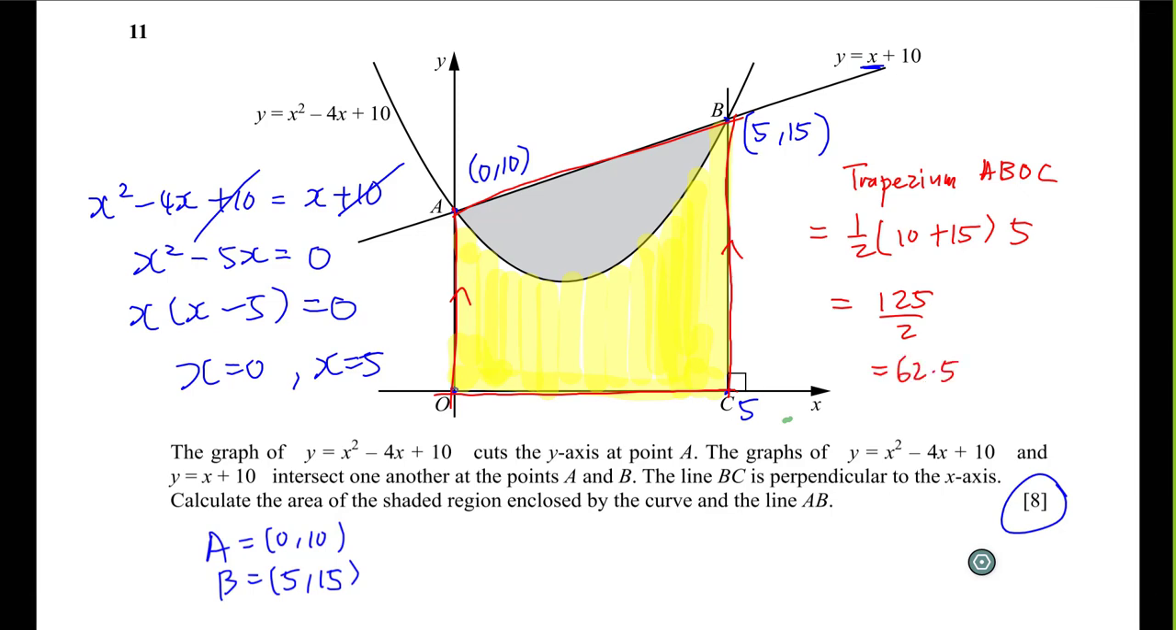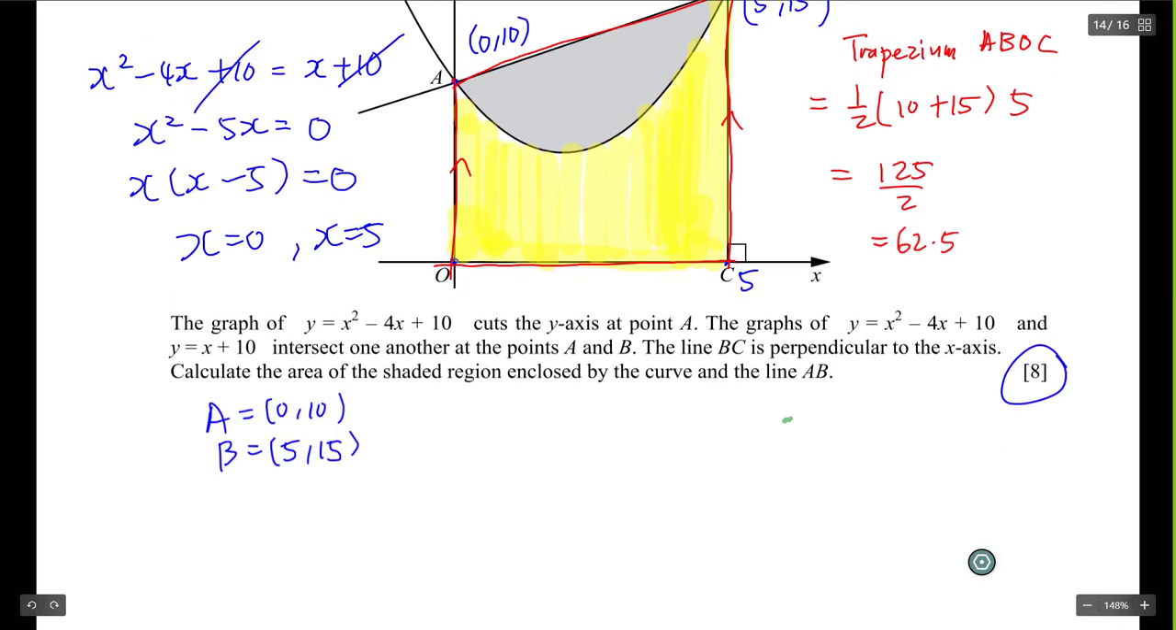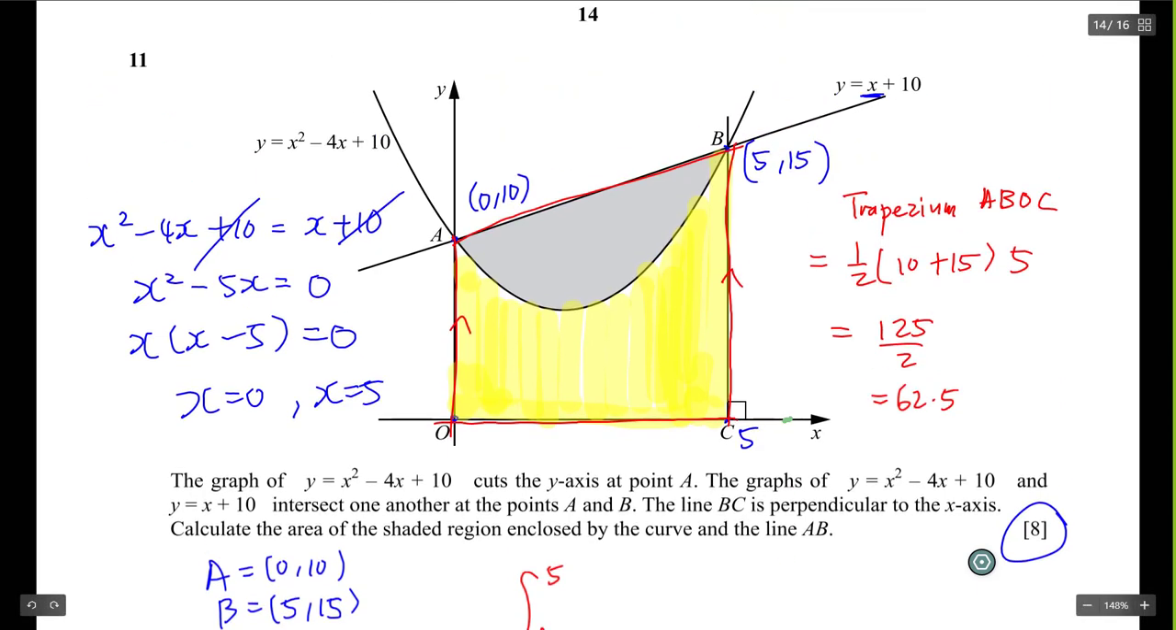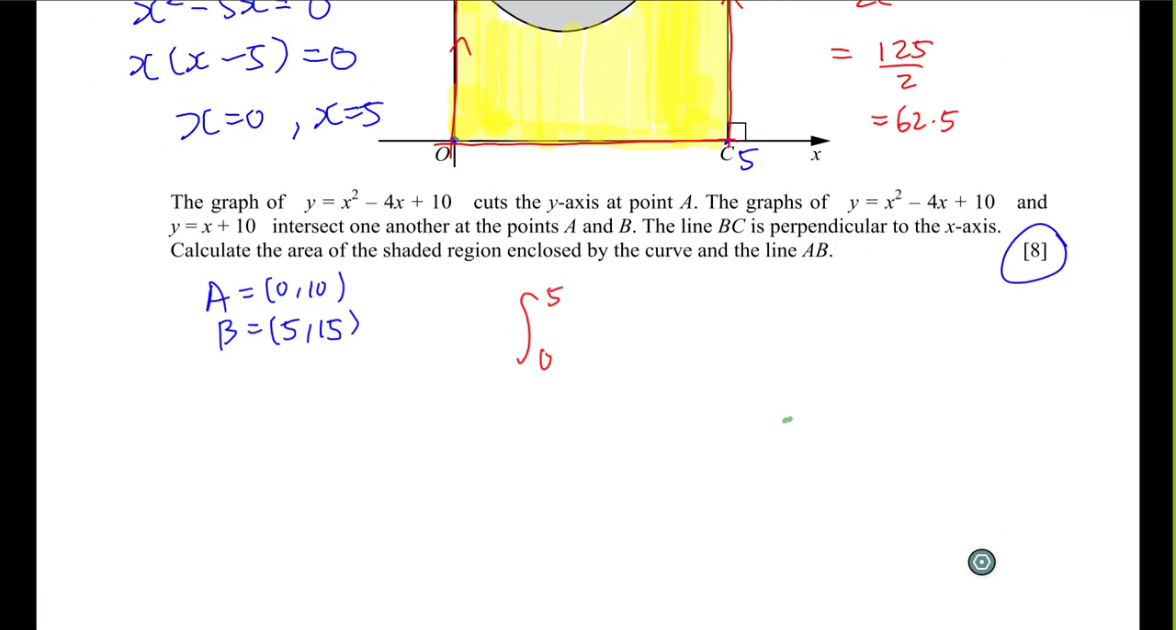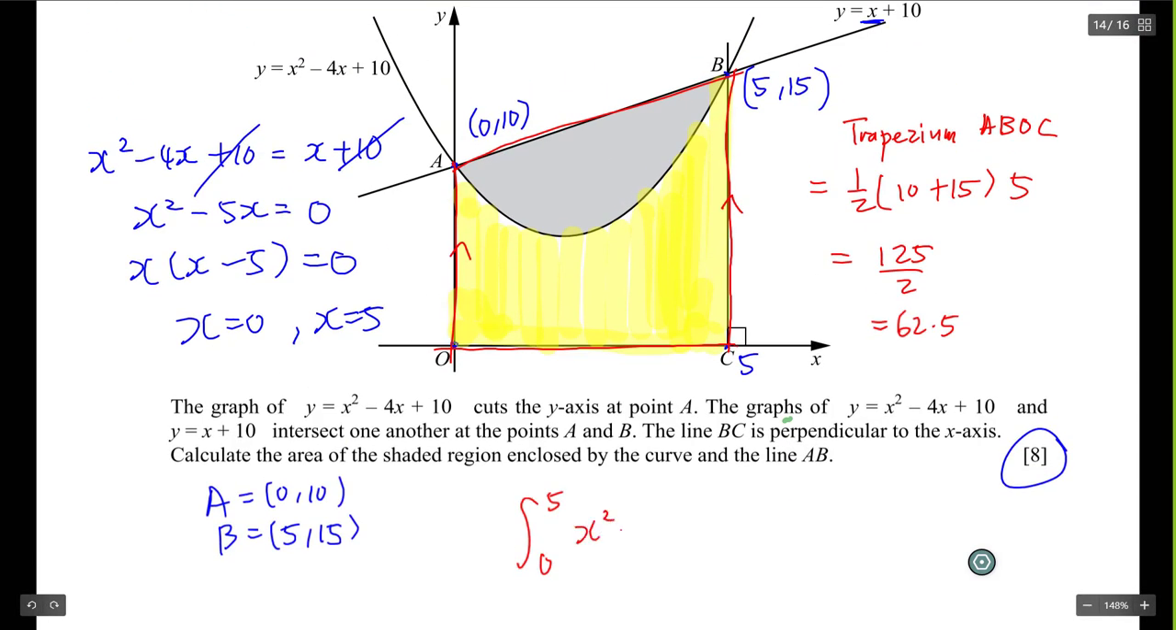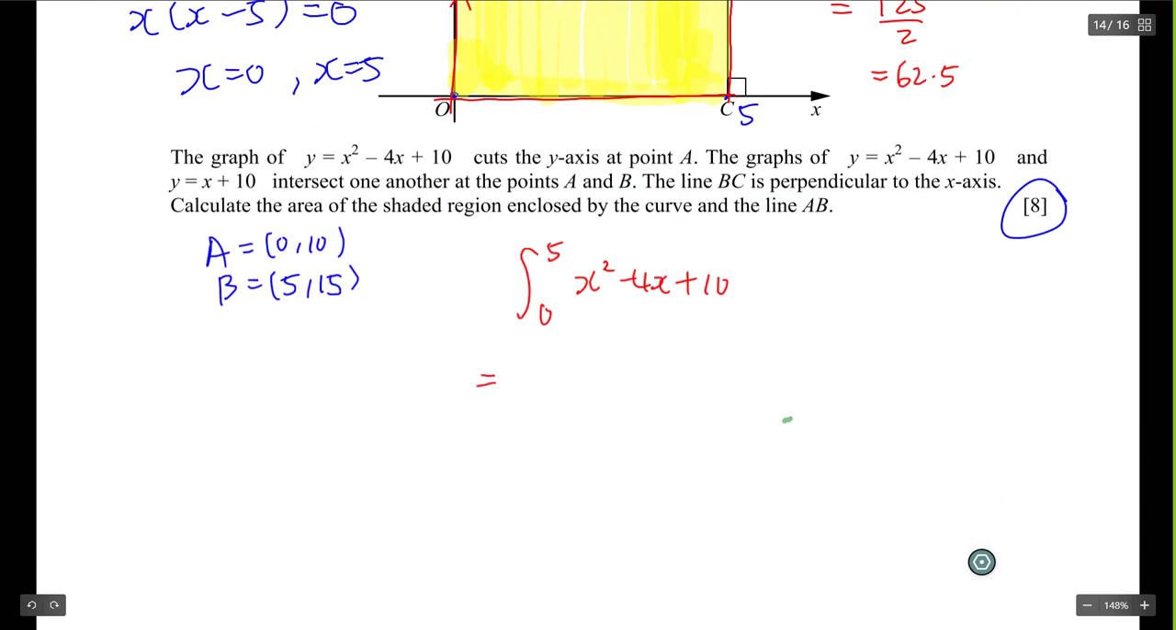It's quite easy. And now we need to find the area under the curve. How are we going to get the area under the curve? We're going to integrate the curve from 0 to 5. So x squared minus 4x plus 10. In order to integrate this one, dx definitely. So it's x cubed over 3 minus 4x squared over 2 plus 10x, from 0 to 5.